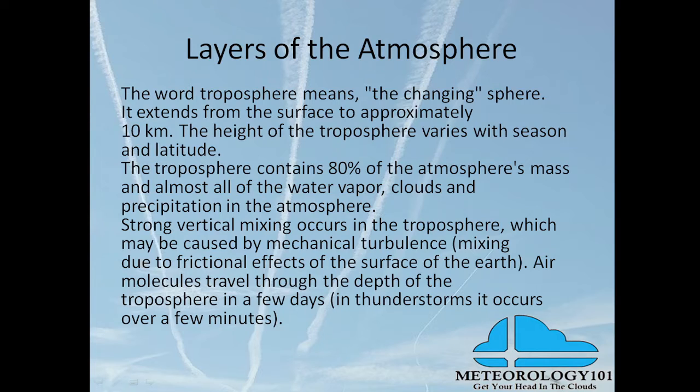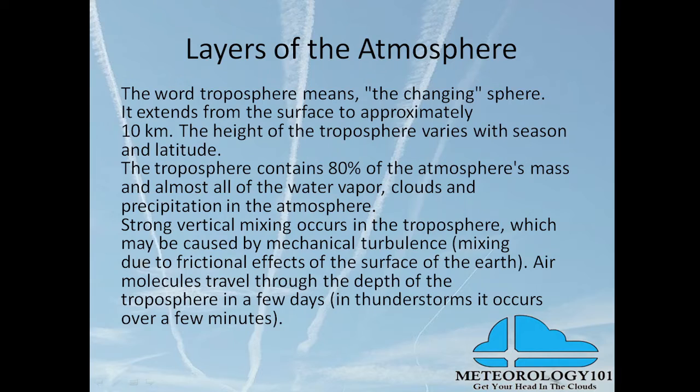The troposphere contains 80% of the atmosphere's mass, with all the water vapor, clouds, and precipitation in the atmosphere. To create a cloud, there has to be CCN, cloud condensation nuclei, for the water vapor to condense onto. So that is even more of a mass in that lower part of the atmosphere.